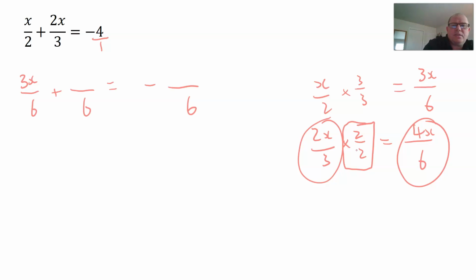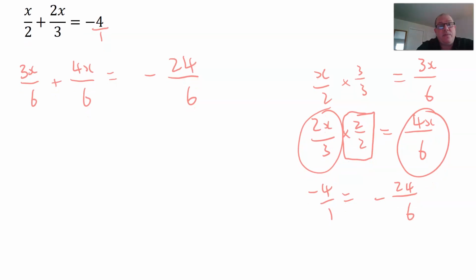So we've got 3x over 6 plus 4x over 6 equals, and then negative 4 over 1, we can write over 6 as well. We've multiplied top and bottom by 6, so 6 times 4 is 24. And there we go, everything with a common denominator of 6. Step 2 in this algorithmic approach is to multiply everything by 6. You can do that in your heads.